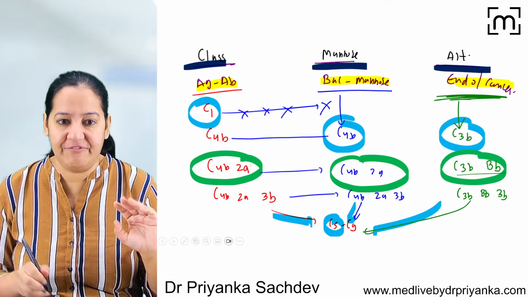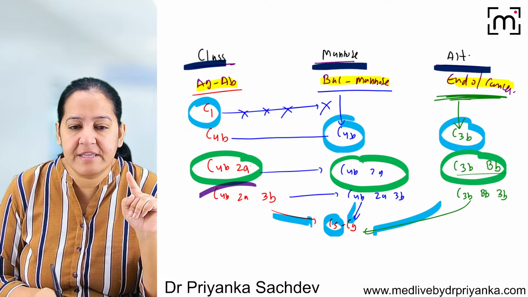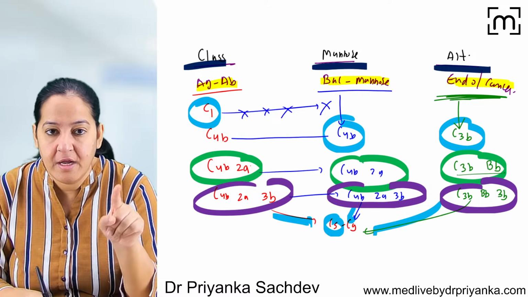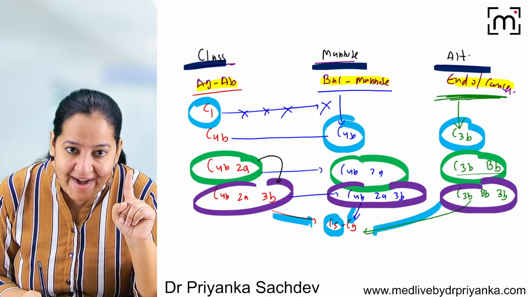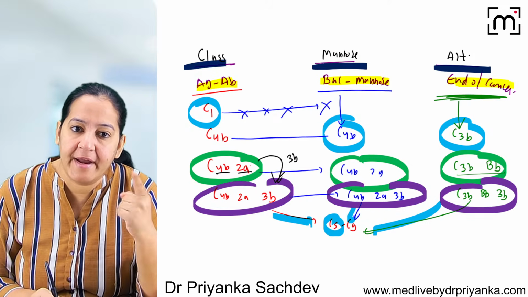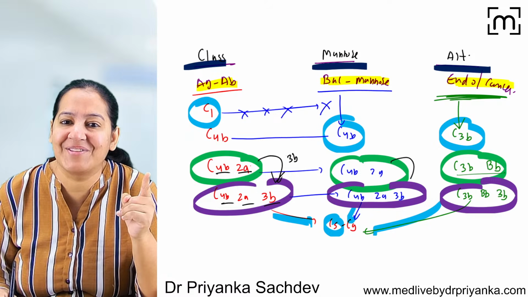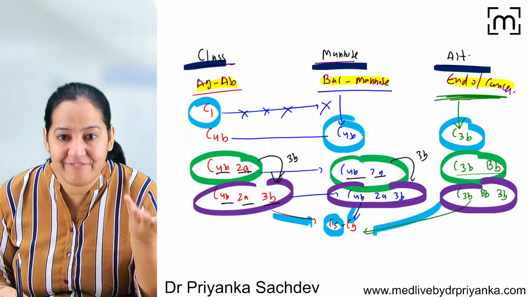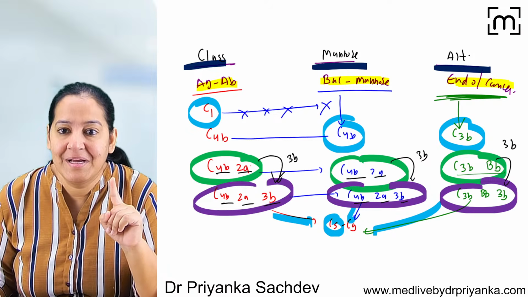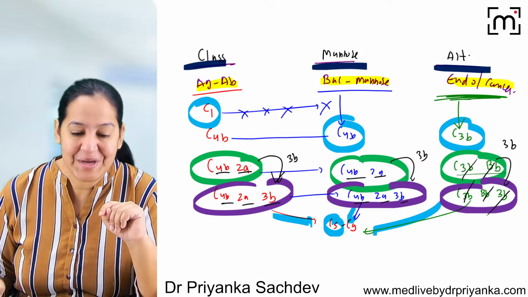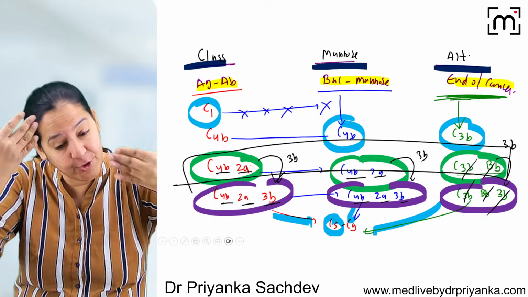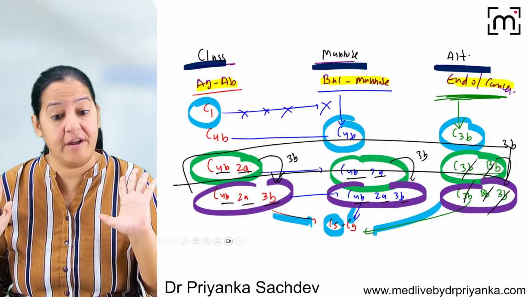I don't recommend learning the C5 convertase separately. Why? In the C3 convertase, just add 3b and it will convert into the C5 convertase. So it's 4b2a3b here, 4b2a3b here also, and here 3bBb3b. So just learn the C3 convertase and add 3b to it. You will get the C5 convertase. But you have to learn it. There are many questions on that.